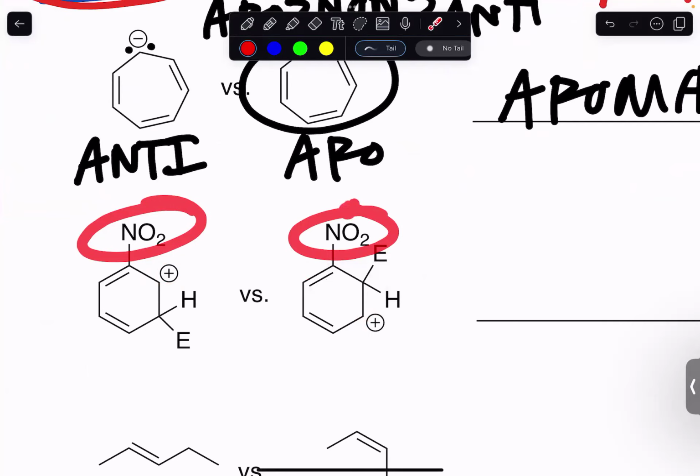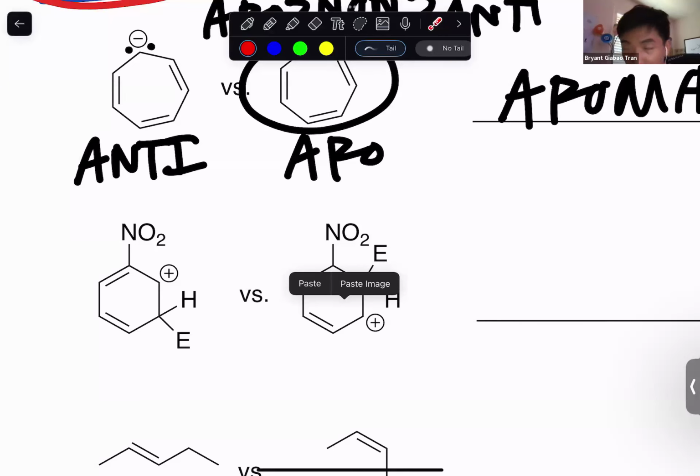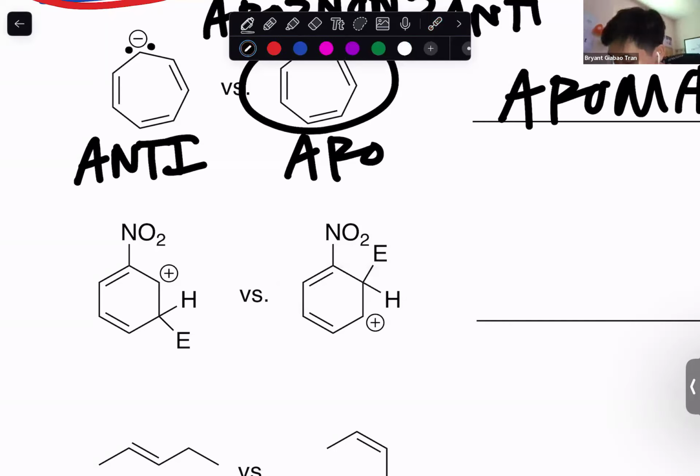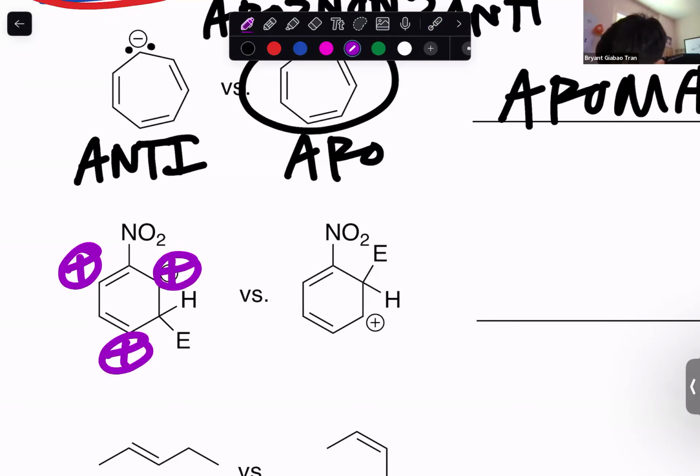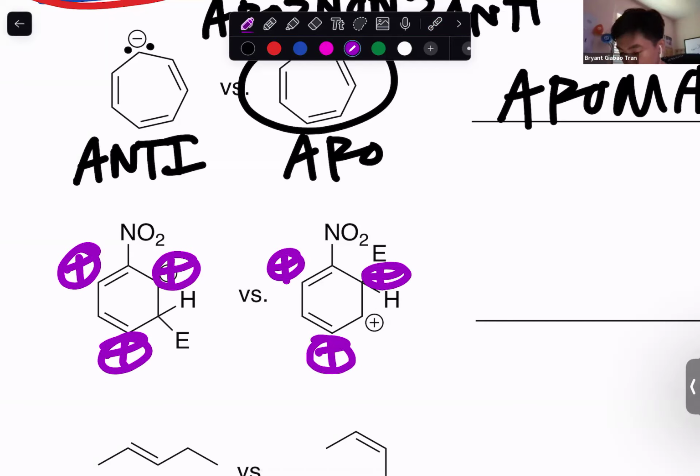EWG, that's right. And if it's an EWG, we know that it would be a meta director. The reason is that they put positive charges on the ortho and para positions, right? So this could be a positive charge here, here, here, here, here, and here. When we see these positive charges, we have to see which one is more stabilized by resonance.